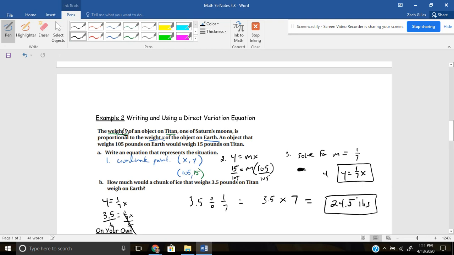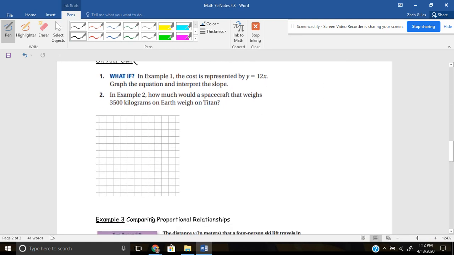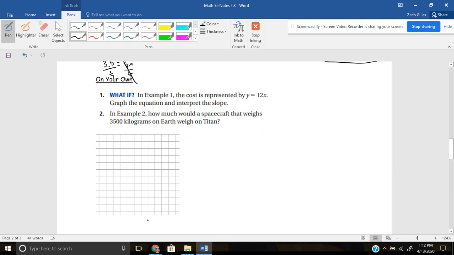So something that weighs 24.5 pounds on Earth would only weigh 3.5 pounds on Titan. Kind of interesting. And in this case, it was that chunk of ice. Okay, why don't you go ahead and pause here to try 1 and 2 on your own and see how you do.